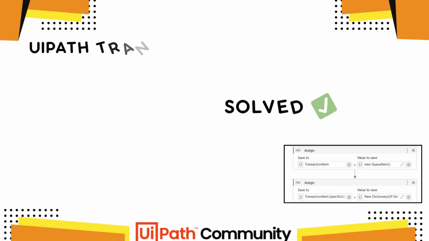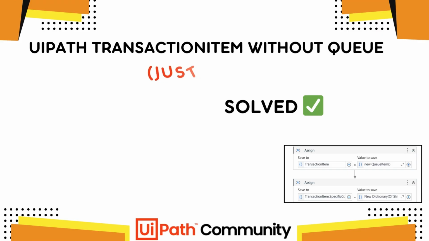So in this session, we are going to learn how to create a transaction item which is of a queue type in UiPath, even though we don't have a queue in the orchestrator at all. We are not linking our orchestrator queue to our automation, but we are still going to create a transaction item and utilize it in our automation. How we are going to achieve this is what we're going to learn today.